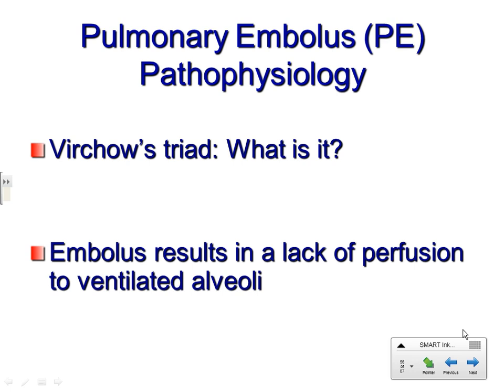So Virchow's triad: 3 things that are going to put that patient at a higher risk for DVT, and if they have a high risk for DVT, then they're going to be at a high risk for a pulmonary embolus, because that DVT can break off and go, because we're talking respiratory, to the lungs. And if we were talking cardiac, it could break off and go to the heart and cause an MI, or break off and go to the brain and cause a stroke.